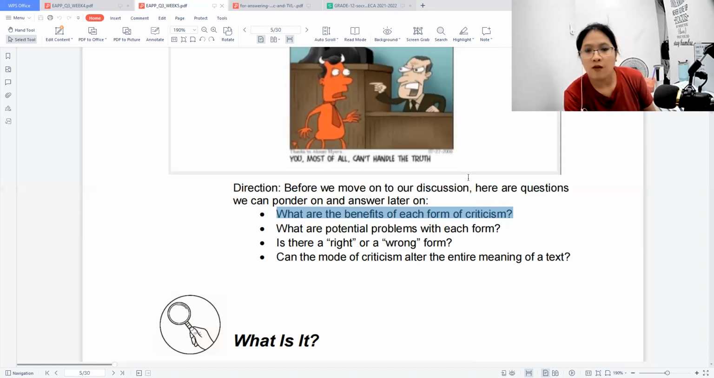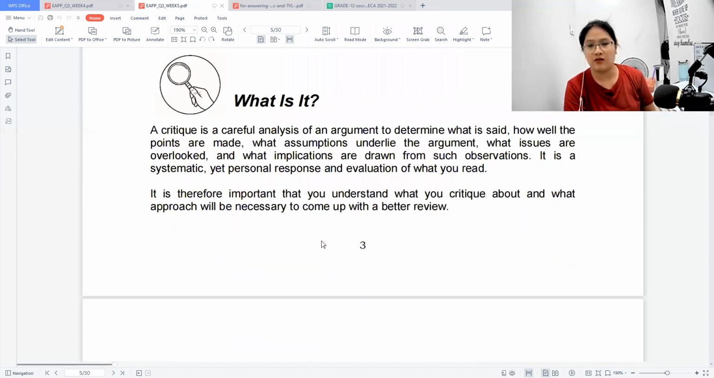Okay, why? Because they were touching different sides, and critical theories could also give you the same treatment towards a particular text. It would give you a different lens, a different way to see a particular text. Okay, so let's get to it. What is it? Okay?